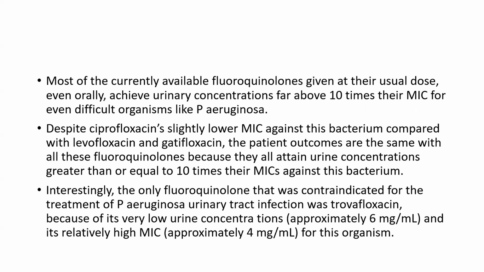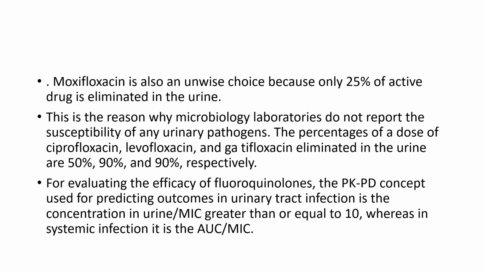Most of the currently available fluoroquinolones given at usual doses, even orally, achieve urinary concentration far above 10 times their MIC for even difficult organisms like Pseudomonas. Despite ciprofloxacin having a slightly lower MIC against the bacterium compared with levofloxacin and gatifloxacin, the patient outcomes are the same with all the fluoroquinolones because they all attain urinary concentrations greater than or equal to 10 times their MIC against the bacteria. Interestingly, the only fluoroquinolone that was contraindicated for treatment of Pseudomonas aeruginosa urinary tract infection is trovafloxacin because of its very low urinary concentration and its relatively high MIC for these organisms.